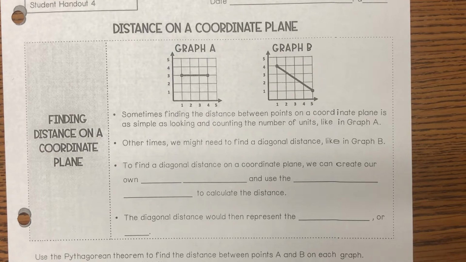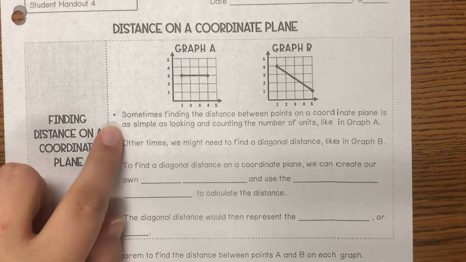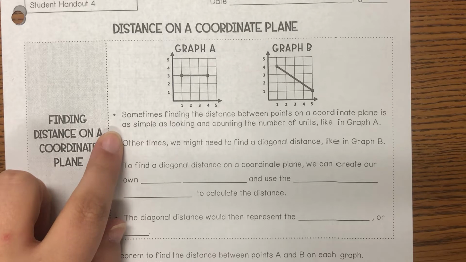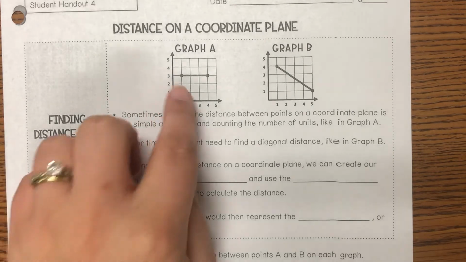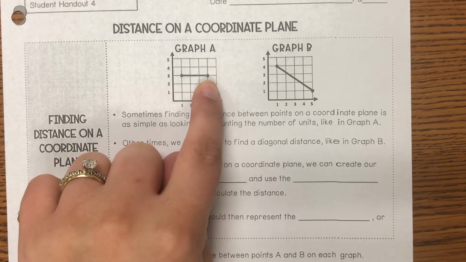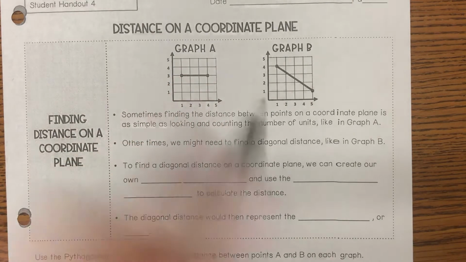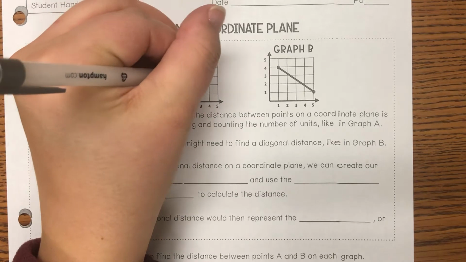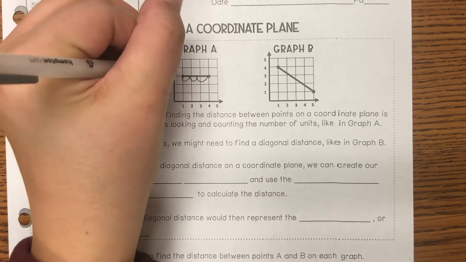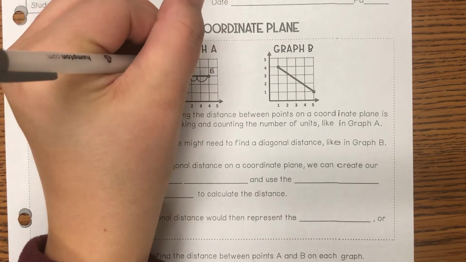Today we're going to talk about finding distance on a coordinate plane when you're given 2 points. Sometimes finding the distance between 2 points on a coordinate plane is as simple as looking and counting the number of units, like in graph A. So in graph A, it's a straight line going across, so I can count. 1, 2, 3. So the distance from this point to this point is 3.